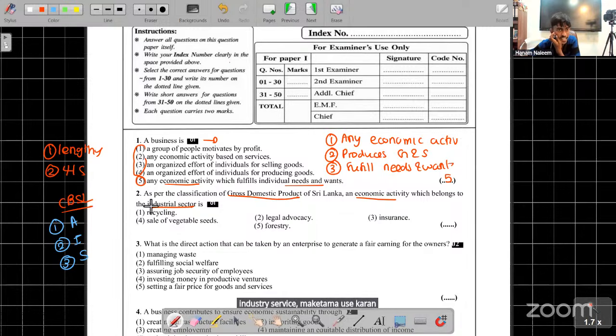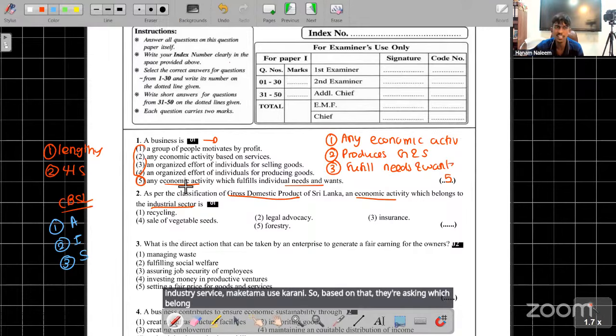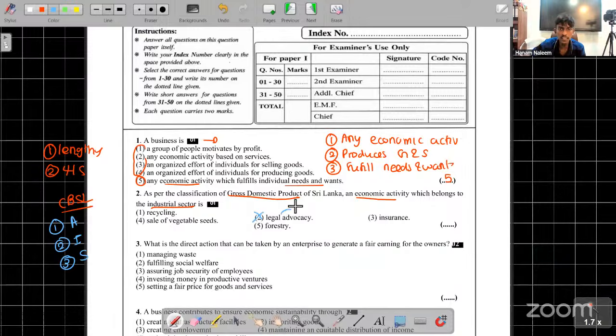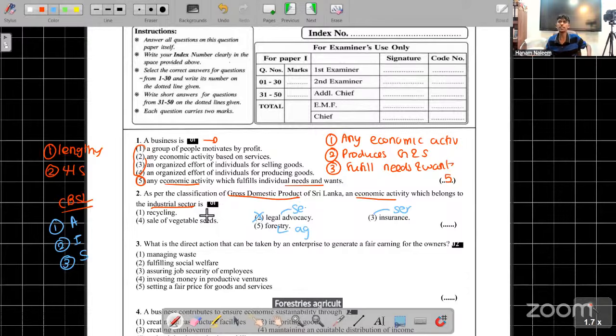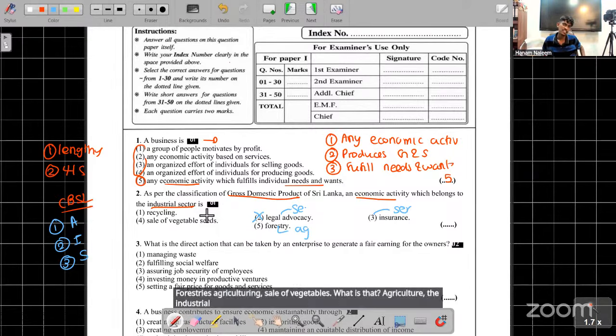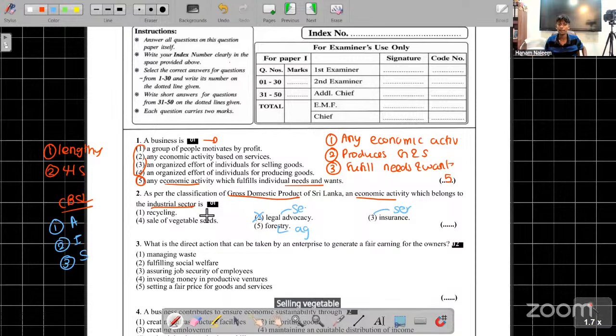So based on that, they're asking which belongs to the industrial sector. Industrial means usually you manufacture, you convert an input into output. So what's the answer? Legal advocacy service. That means lawyer advice. Insurance is a service. Forestry is agriculture. Sale of vegetable seeds. What is that? Agriculture, industry, or service? Selling vegetable seeds.